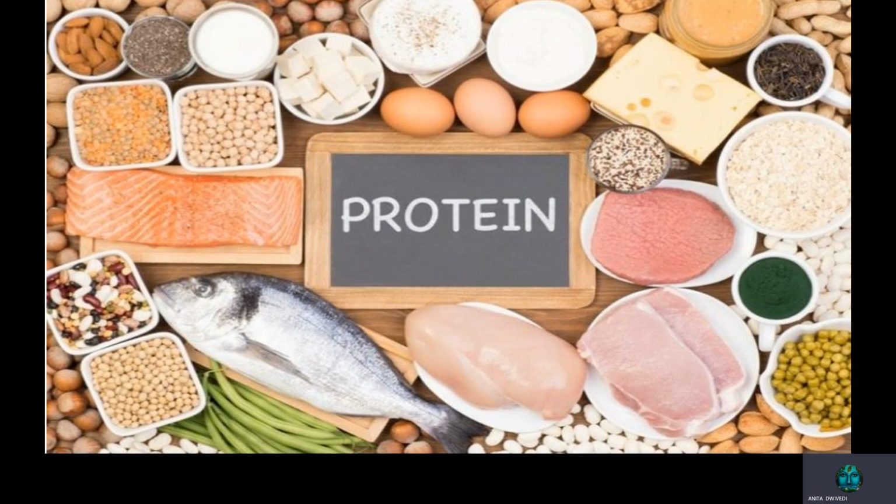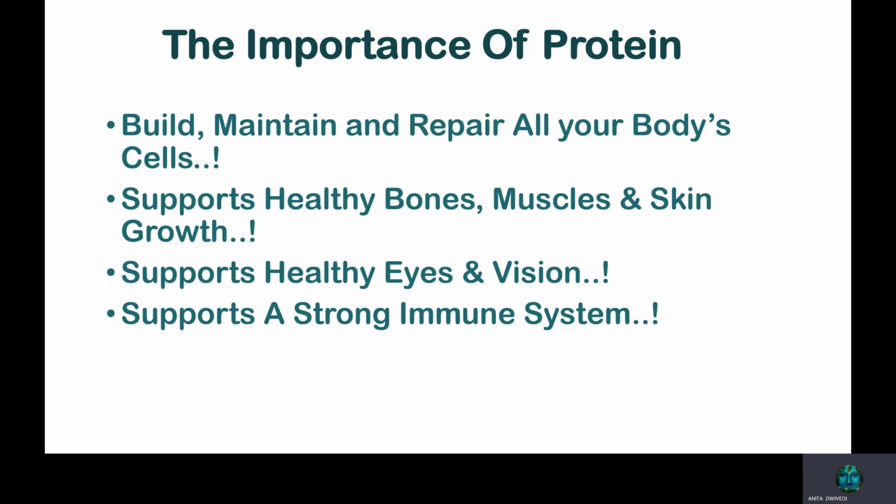The next major nutrient is protein. Food containing proteins are often called body-building foods. What are the importances of protein? Build, maintain, and repair all your body cells, supports healthy bones, muscles, and skin growth, supports healthy eyes and vision, supports a strong immune system. Protein-rich foods are egg, chicken, meat, pulses, etc.